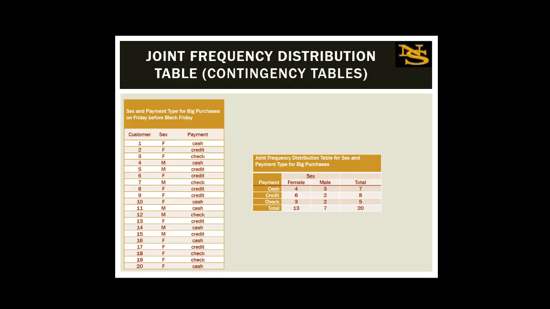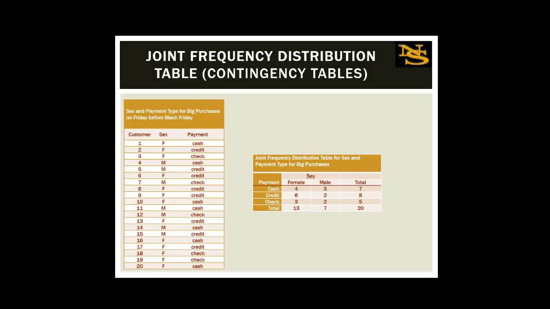Then this bottom number right here is the 20. So we have 13 females plus 7 males gives us 20 people in total. 7 who paid with cash, 8 who paid with credit, plus 5 who paid with a check gives us 20 total as well.